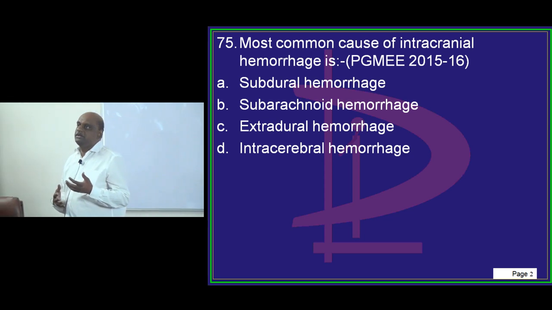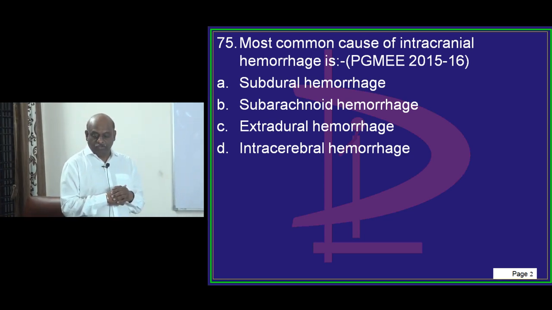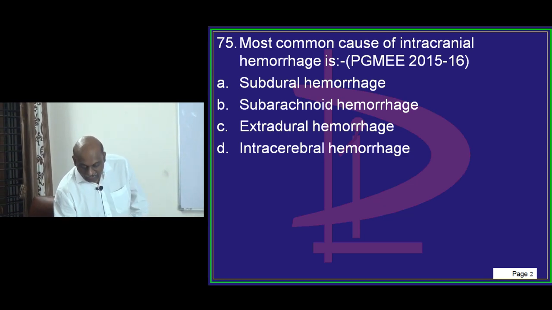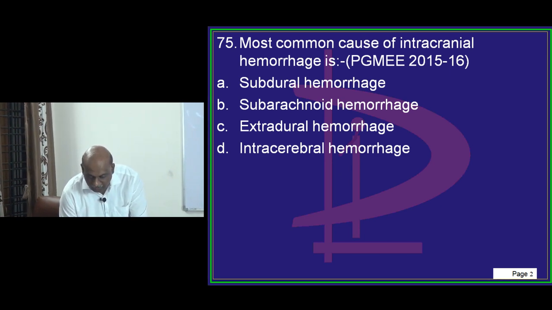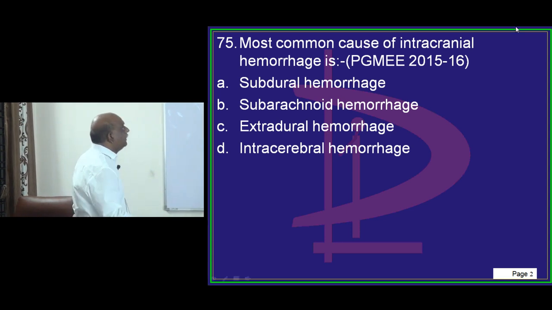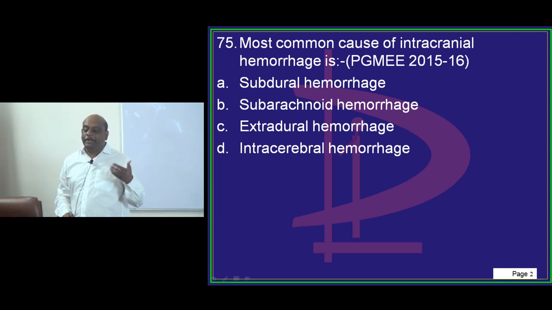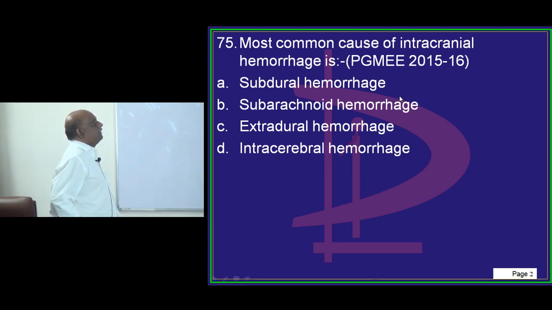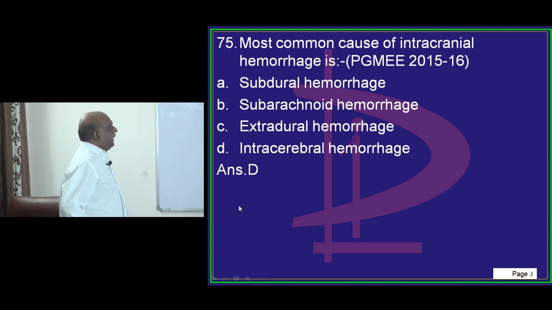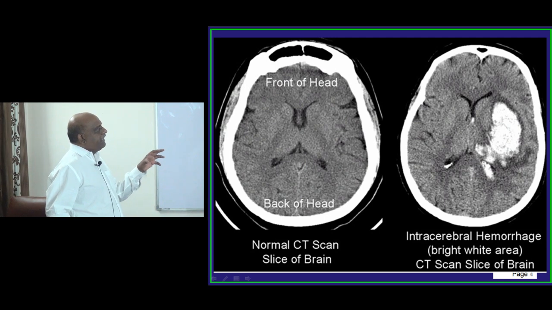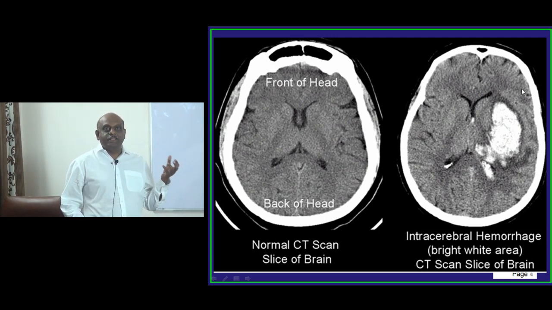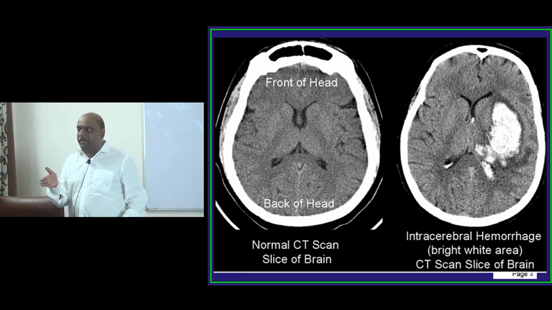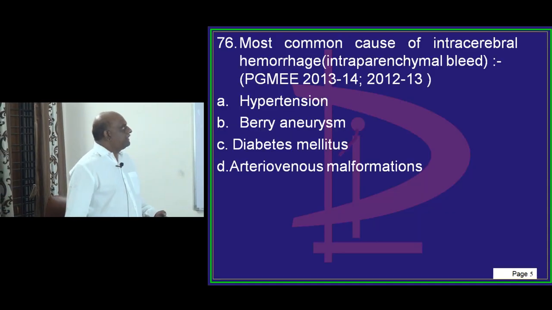Let's continue our discussion on the NEET PG neurology. I'm very happy to see all of you online, and we hope that today we will be able to complete a significantly good number of topics. What is the most common cause of intracranial hemorrhage is one of the favorite questions of the examiner. So out of all the different types of hemorrhage that you know, it is the intracerebral hemorrhage, as you can see here, a bright white area on the CT scan, classically, that is considered to be the most common between subdural, subarachnoid, epidural and intracerebral hemorrhage. That is what you need to remember.